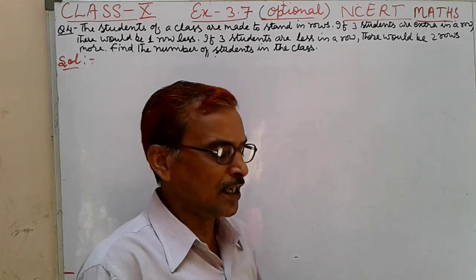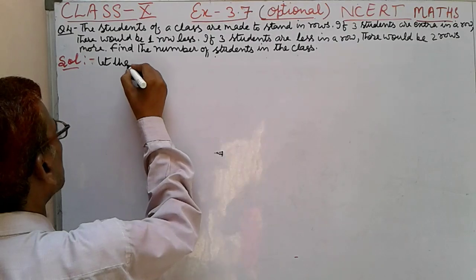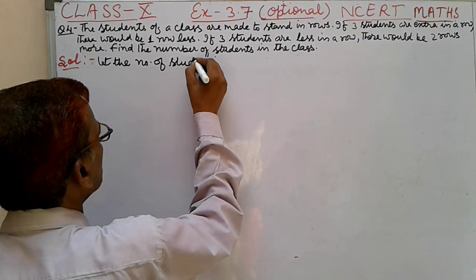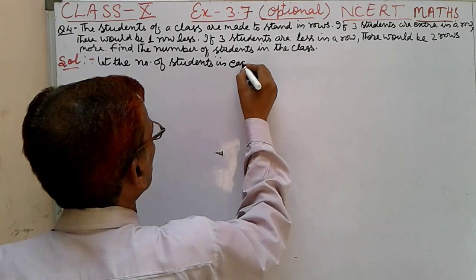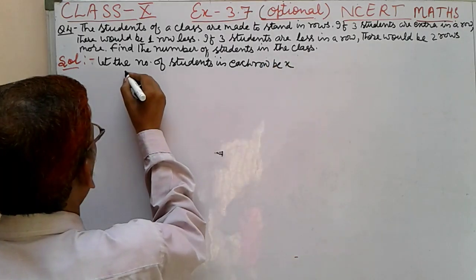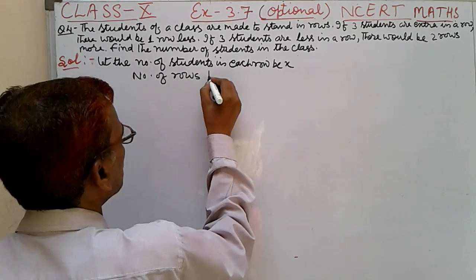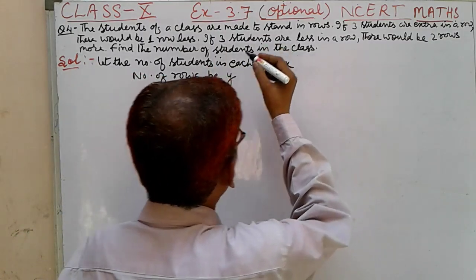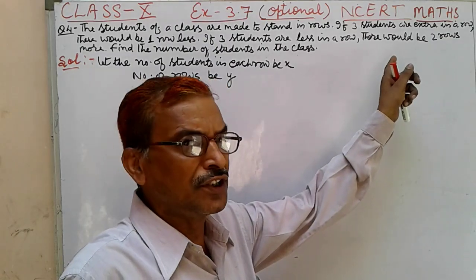So you have to let the number of students in each row be x and the number of rows be y. Before starting this question, you have to know about this question in Hindi.